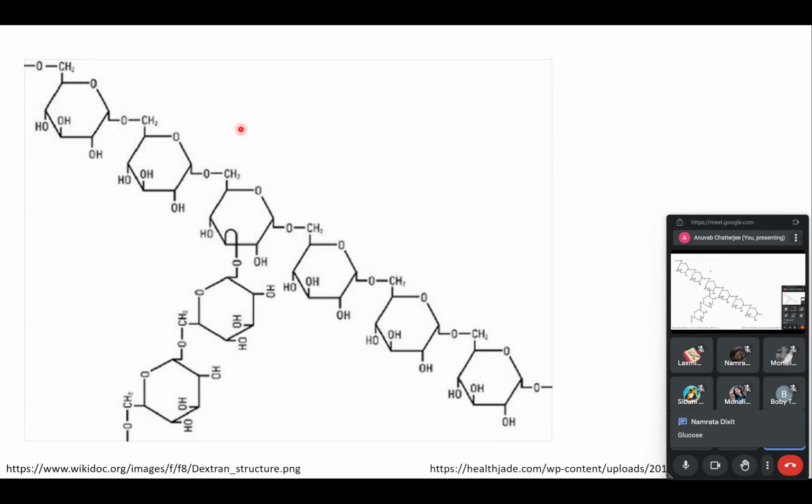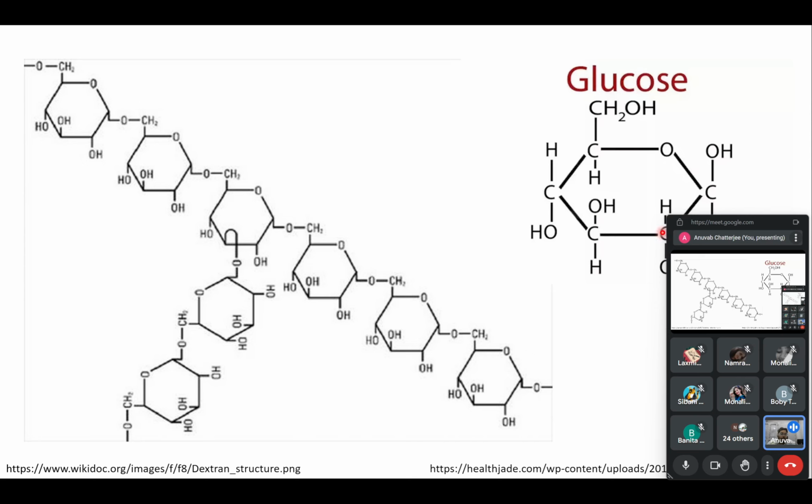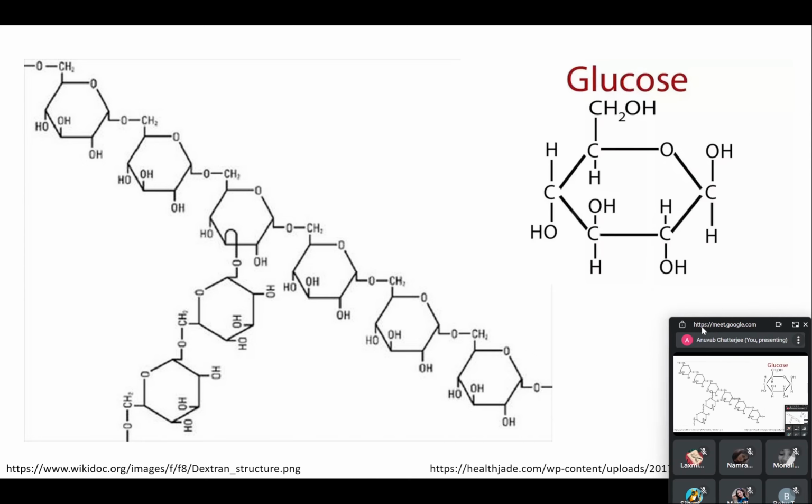Dextran is a polymer of glucose, and glucose in its cyclic state looks like this. This forms a six-membered ring with an oxygen in the middle of it. This is how glucose is formed, and we know that glucose is formed during photosynthesis as well, causing it to be the most abundant carbohydrate present in the world. So dextran is a polymer of glucose.